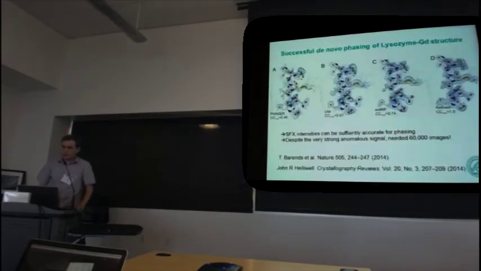And we have demonstrated that the novel phasing works using SFX data, which tells us that SFX can deliver intensities that are sufficiently accurate for phasing. But despite the very strong signal, we needed 60,000 images to phase the data, and it only worked using this many. We couldn't make it work with fewer images. And if you are interested, you can have a look at this nice review from John Helliwell.